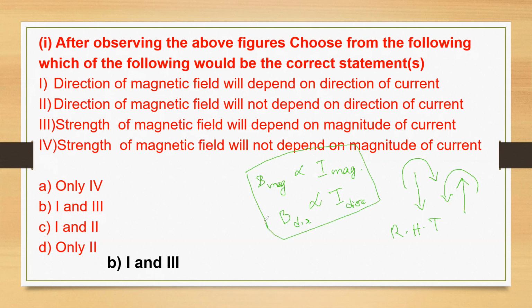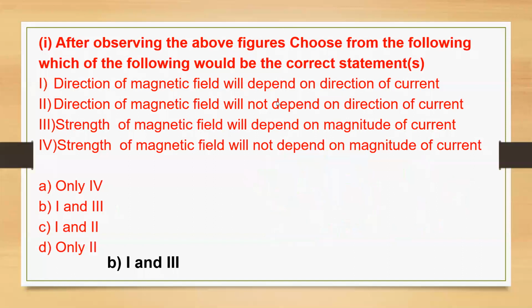Now you see which two statements are correct. Option B is the correct one, because of the first statement, the direction of the magnetic field will depend on the direction of the current. This is the first one. Next, strength of the magnetic field will depend on the magnitude of current. So the first statement and third statement are correct ones. Understood? Move to the next question.